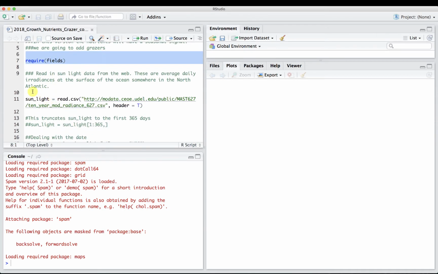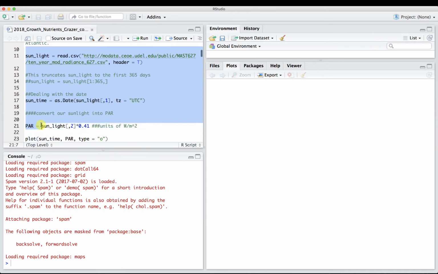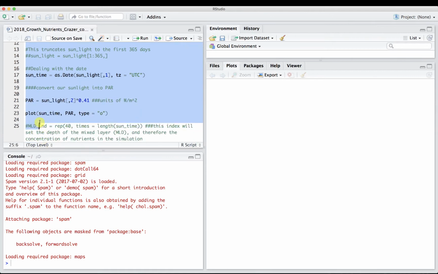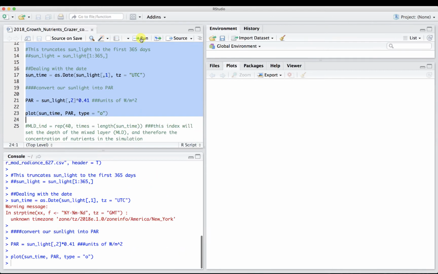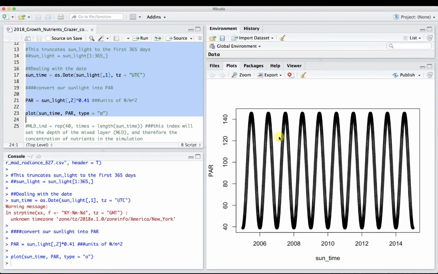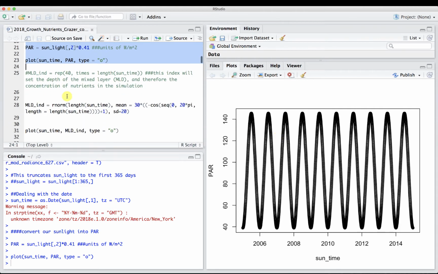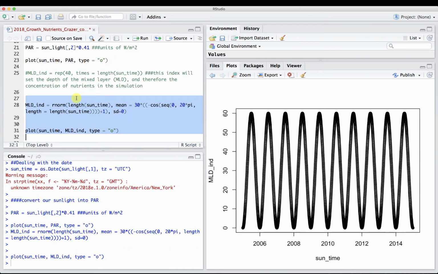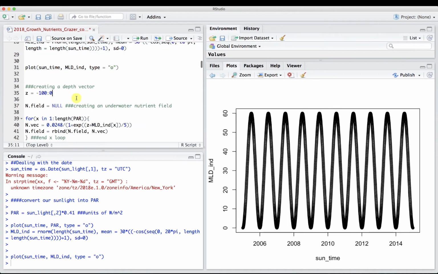And here's where we read our sunlight data in. Again, we can copy it down to here where we're plotting our 10 years of sunlight data. There it is, oscillating up and down. This is where we generate our mixed layer depth. Here, I think we'll set our standard deviation here to 0 first, for our mixed layer depth index. There's our mixed layer depth index and a nice seasonal signal.